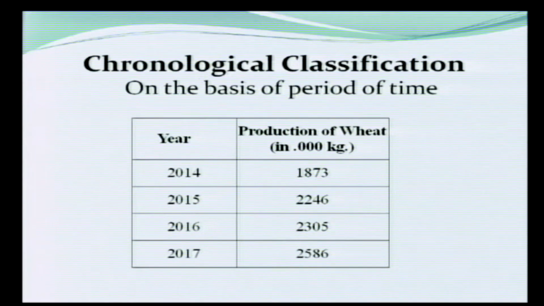The second classification we are discussing over here is chronological classification. Chronological classification can be done on the basis of the period of time. You might have seen in different books, newspapers or agencies that the data are given in terms of the year, and year-wise classification has been done for some particular commodity or some particular matter.